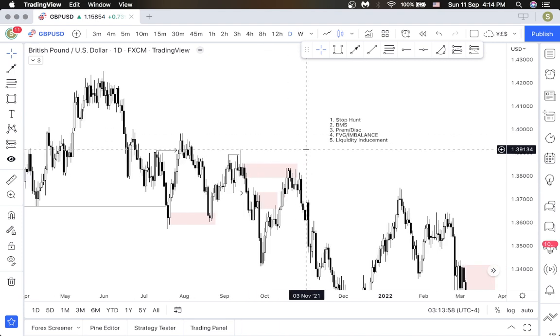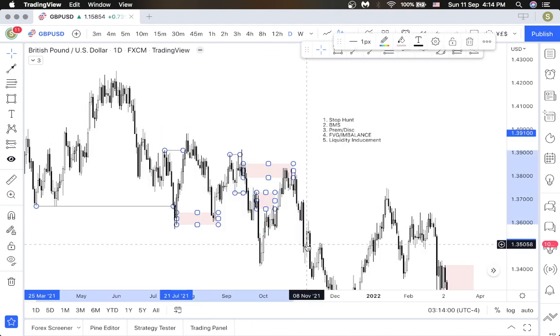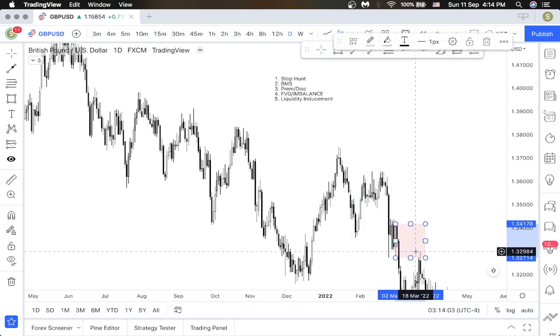Oh my god. Anyway, let me not make fun of anyone here. Let's clean the whole chart up.